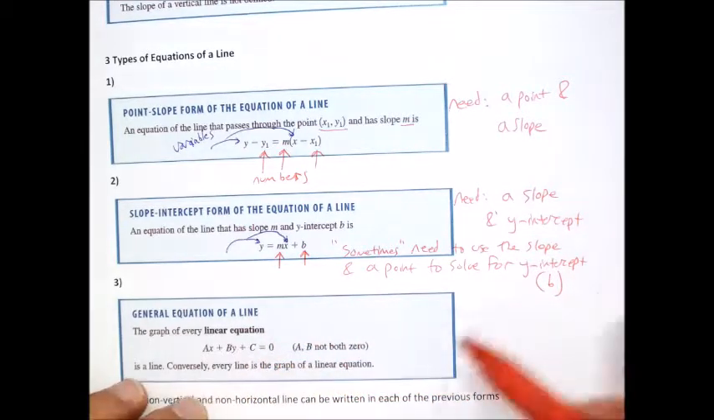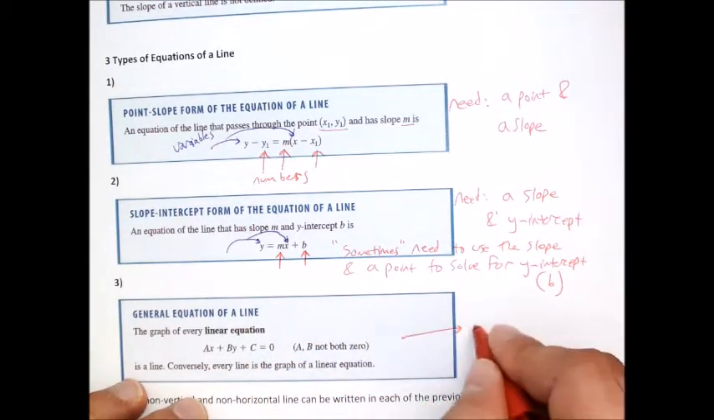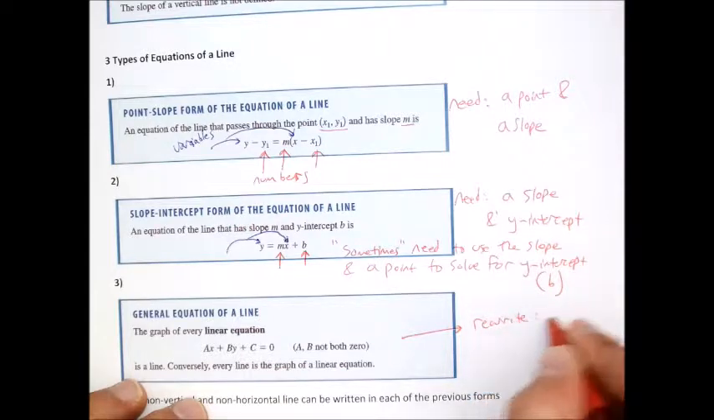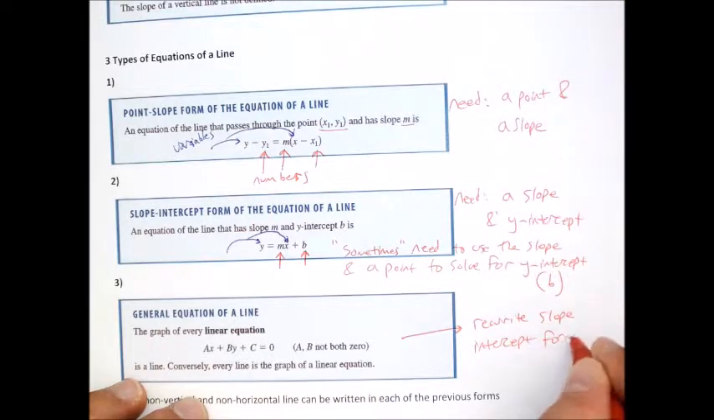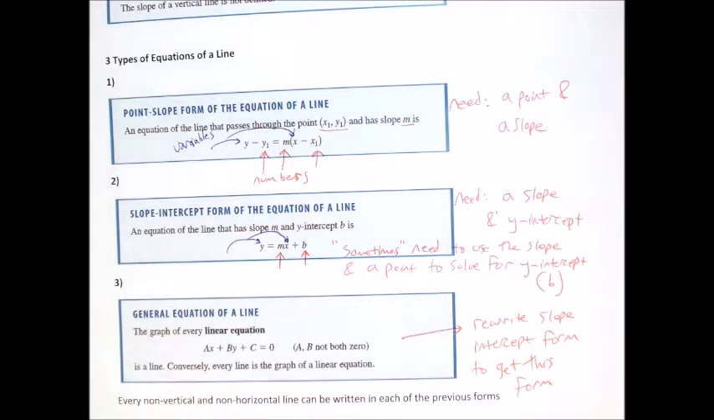And so the way I usually think about this one is just rewrite the slope-intercept form to get this form. In other words, it's not a super relevant form. Forms 1 and 2 are usually the ones that you see all the time, and they're the most useful. You may see form 3 occasionally.